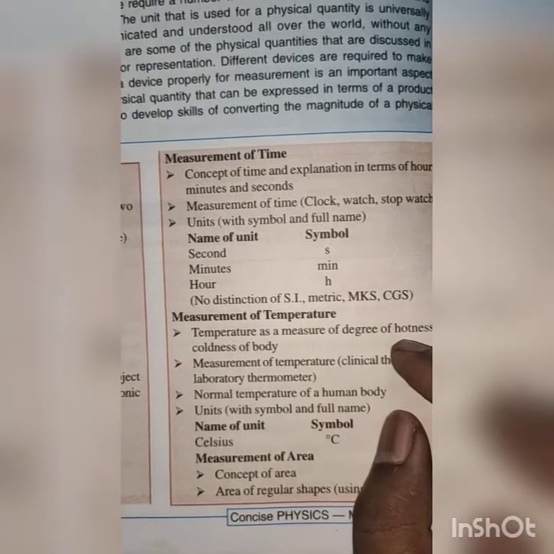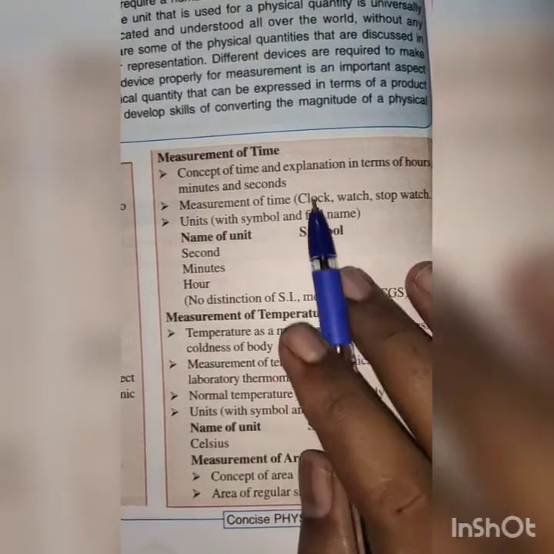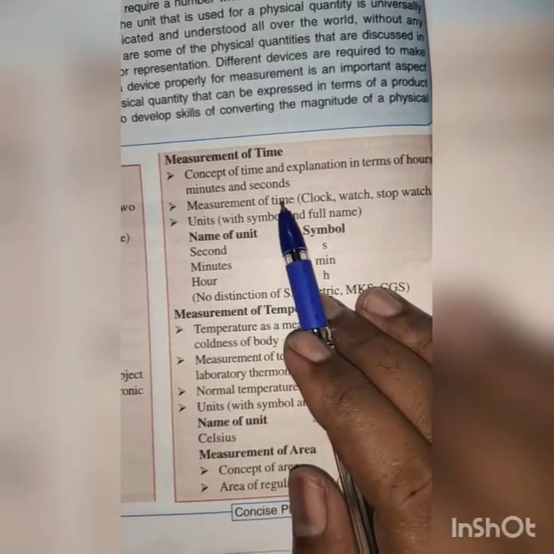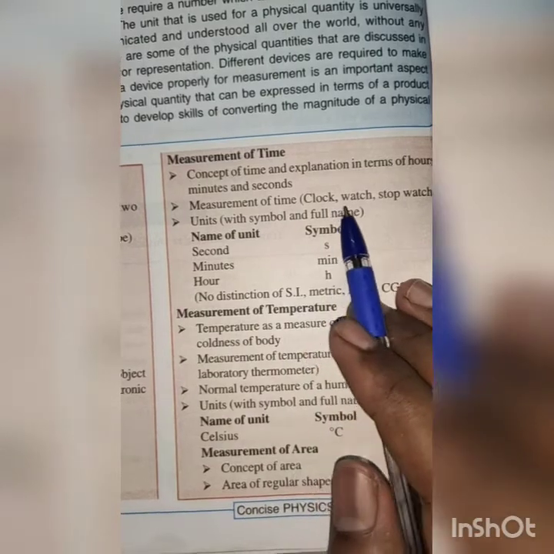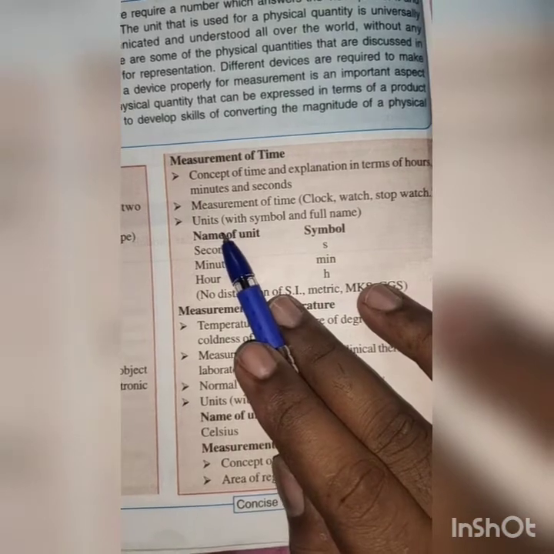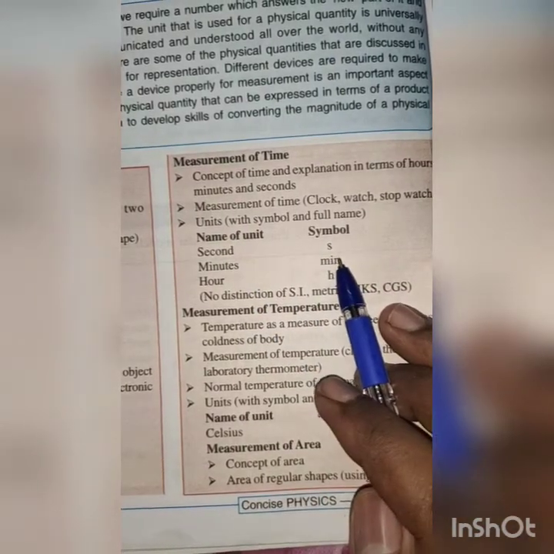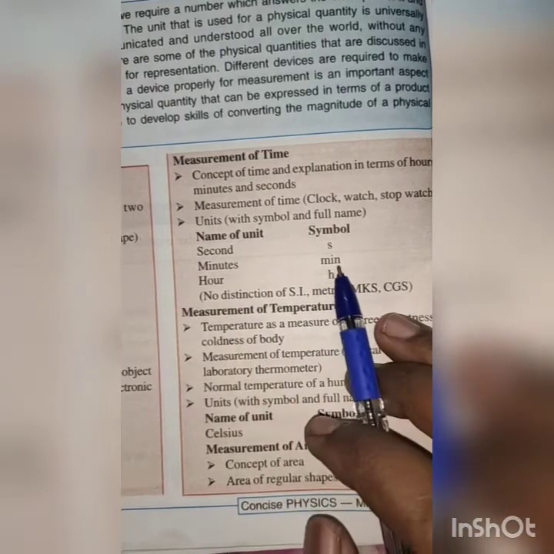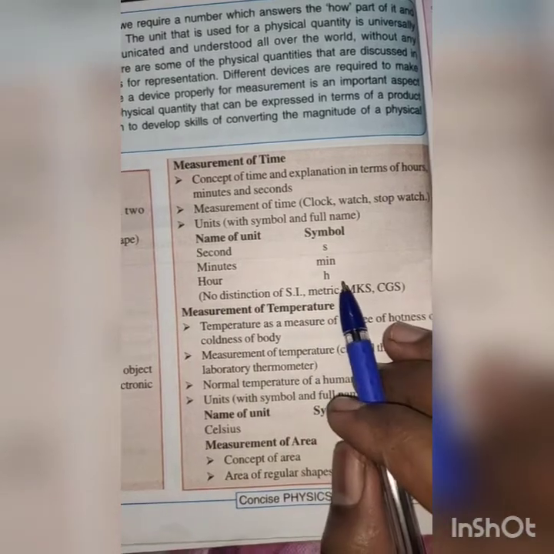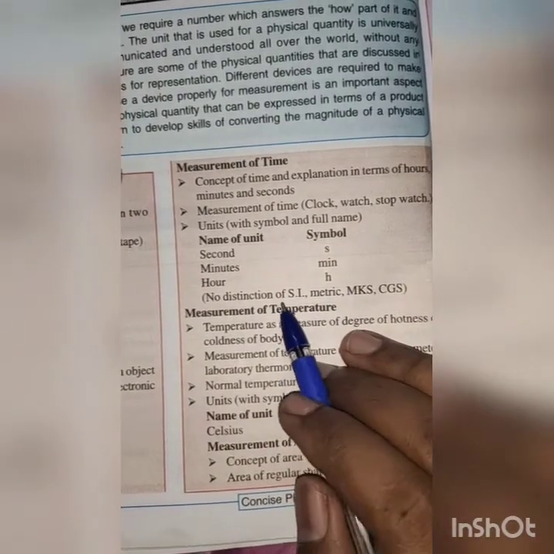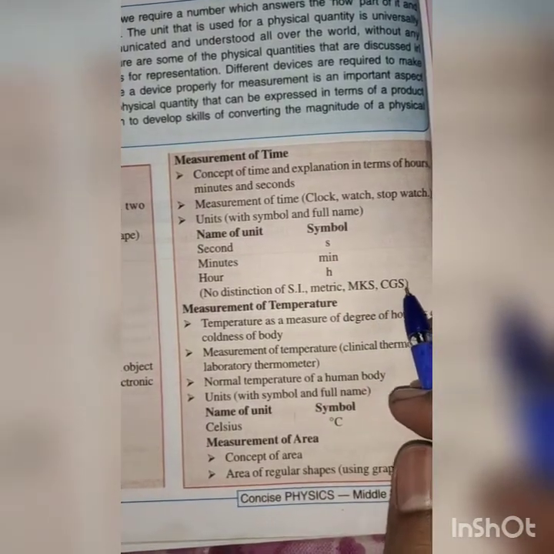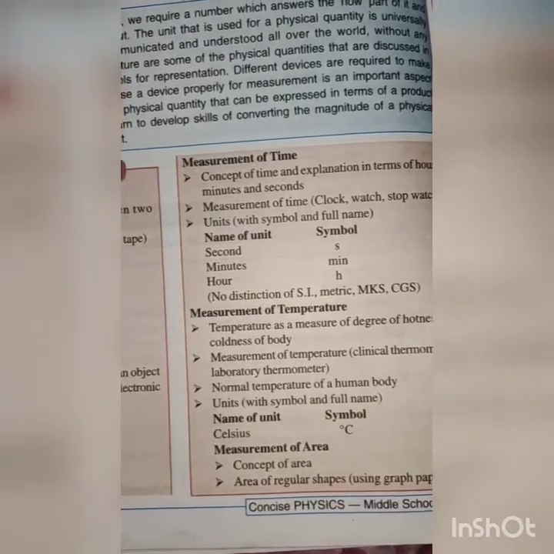Then here you will see about the measurement of time, the concept of time and explanation in terms of hours, minutes and seconds, and measurement of time with the help of a clock, watch, and stopwatch. Then the units are second, symbolized as s, minute, symbolized as min, then hour, the symbol is h. Note the distinction of SI unit, metric, MKS and CGS. They are the SI unit. Clear?